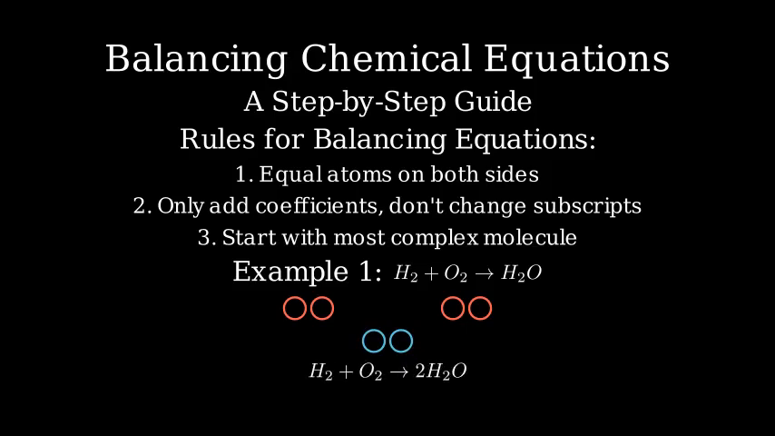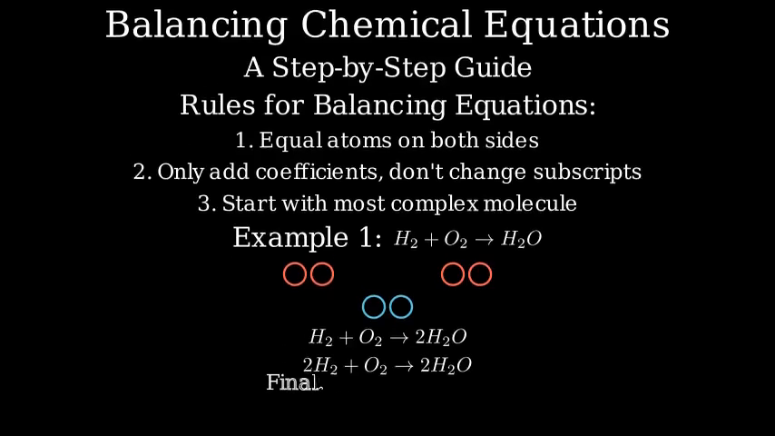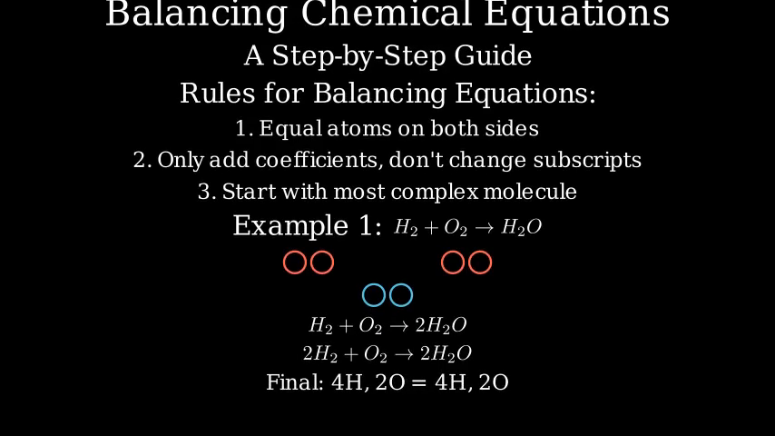To fix this, we'll add a coefficient of 2 in front of H2O. Now we have 2 hydrogens on the left, but 4 on the right. So we add a coefficient of 2 in front of H2. Let's do our final check for 4 hydrogens on each side and 2 oxygens on each side. Perfect. Let's try a more challenging example.